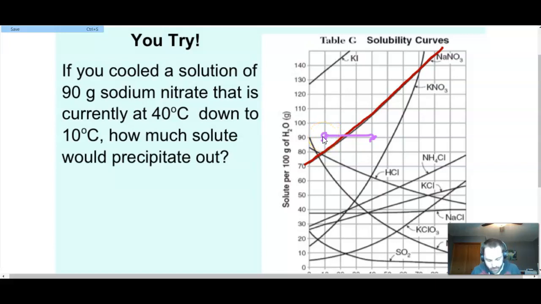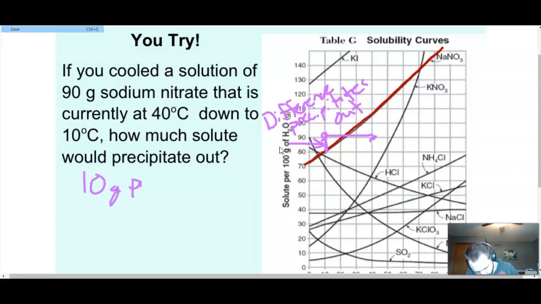So how much solute would precipitate out? Again, it's just going to be the difference. So the difference precipitates out. Okay, so with that, we can just simply look, what is that difference? Going from about 90 down to 80. So we would say 10 grams precipitates out.